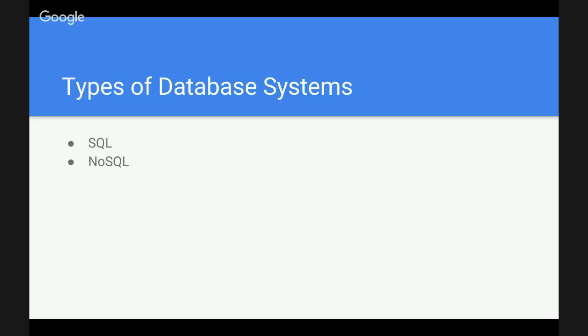Systems that encompass all databases: SQL database systems and NoSQL database systems. While they have several similarities, they also have many differences.